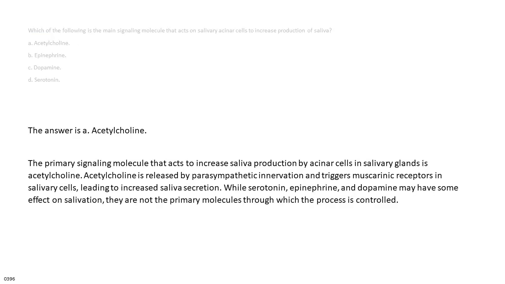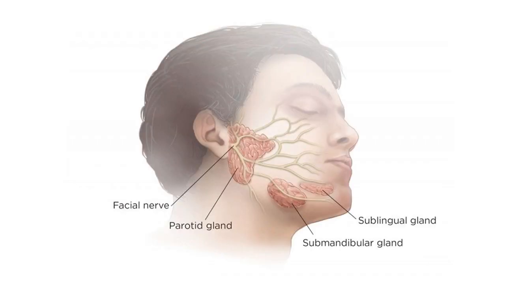The answer is A. Acetylcholine. The primary signaling molecule that acts to increase saliva production by acinar cells in salivary glands is acetylcholine. Acetylcholine is released by parasympathetic innervation and triggers muscarinic receptors in salivary cells, leading to increased saliva secretion. While serotonin, epinephrine, and dopamine may have some effect on salivation, they are not the primary molecules through which the process is controlled.